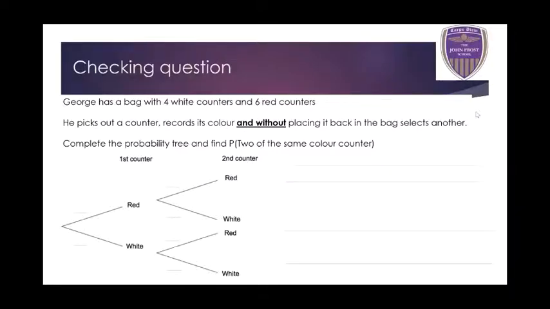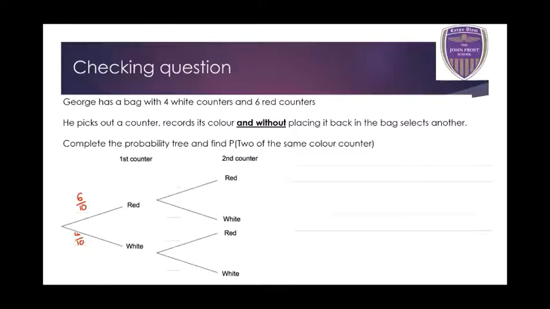Okay, so let's have a think of the answer now. First of all, let's think about what the probabilities of the outcomes are for the first counter that he picks. We're told that there are 4 white counters and 6 red counters in the bag. So that means there are 10 counters in total, so both of these outcomes will be out of 10. There's only 6 red counters in this bag, so the chance of him picking a red counter is 6 out of 10. And there's only 4 white counters, so the chance of him picking a white counter for the first one is 4 out of 10. Okay, easy enough.